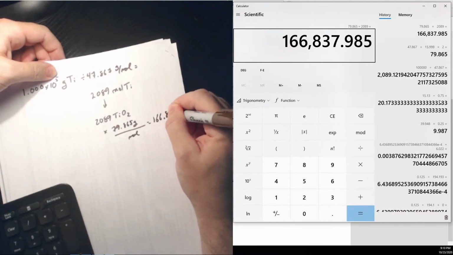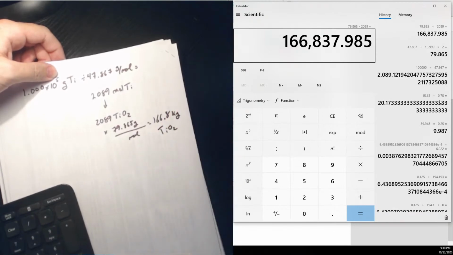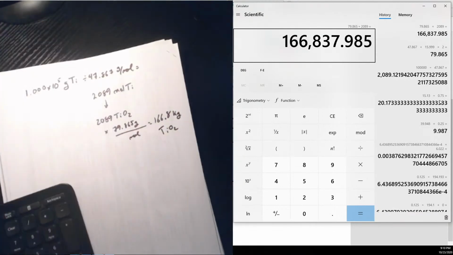166.8 kilograms of TiO2. I just divided by 1,000 to get it back into kilograms. All right.